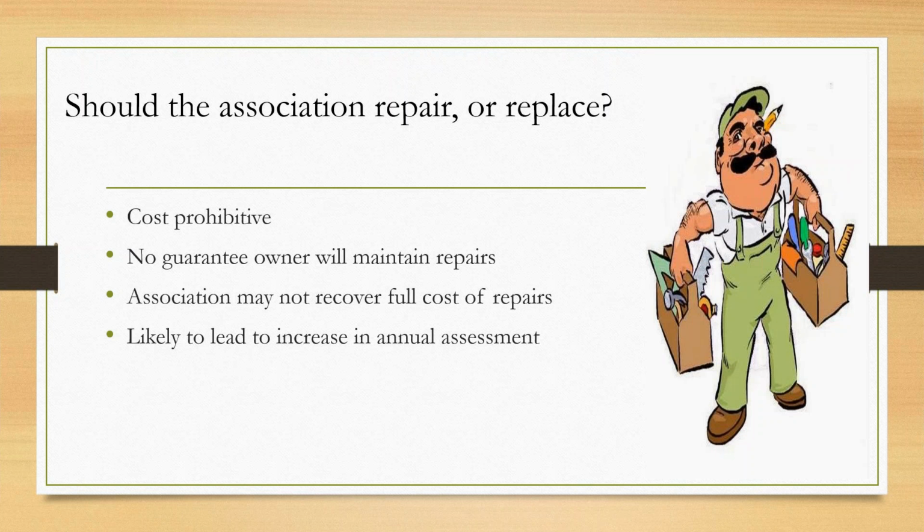Should the association repair or replace? It's cost prohibitive. There's no guarantee the owner will maintain repairs. The association may not recover full cost of repairs, and it's likely to lead to an increase in annual assessments. And so self-help and repair just doesn't happen because of all of these reasons. You might fix the blinds, but you might be right back in the same place in another month or two.